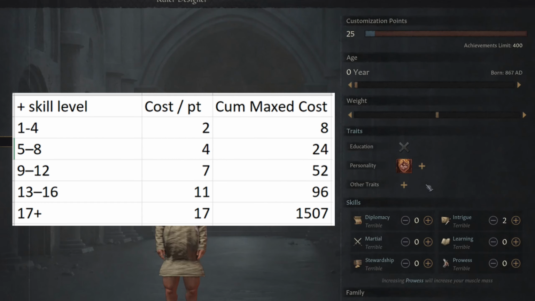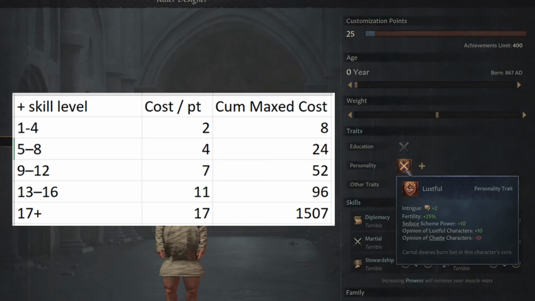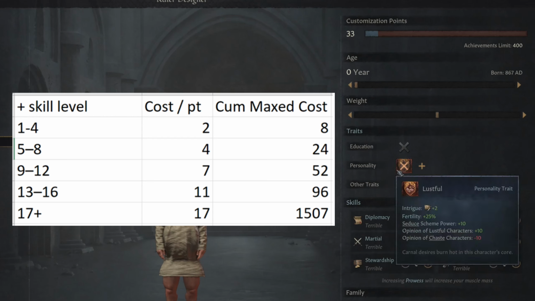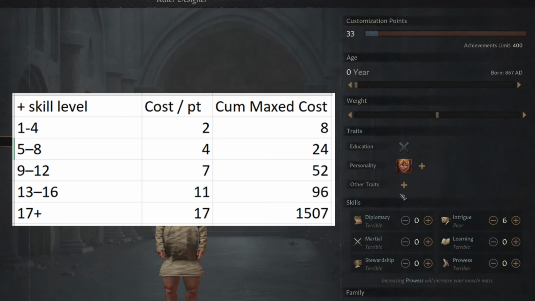I named the column plus skill because the cost only factors in how many points you've added and not the actual amount. Let's say I'm a baby here with the lustful trait, which gives +2 intrigue. Although the skill level starts at 2, adding 1 level only costs 2 points, and that's because if you hover over it, the cost depends on the base skill level. So bringing him to 6 intrigue will only cost 8 points. So in general, I would focus on getting personality and other traits first before adding points to skills.